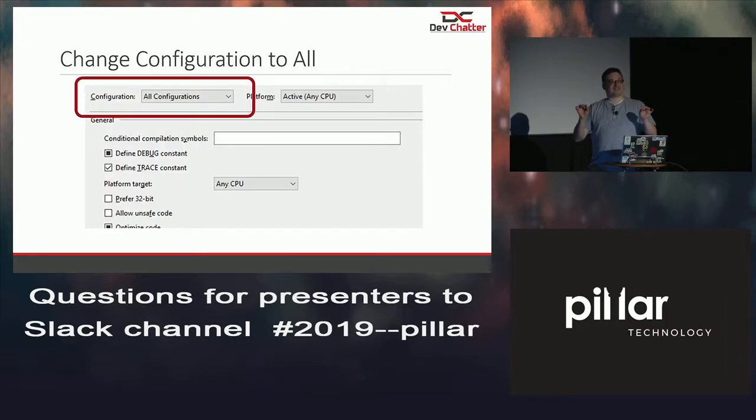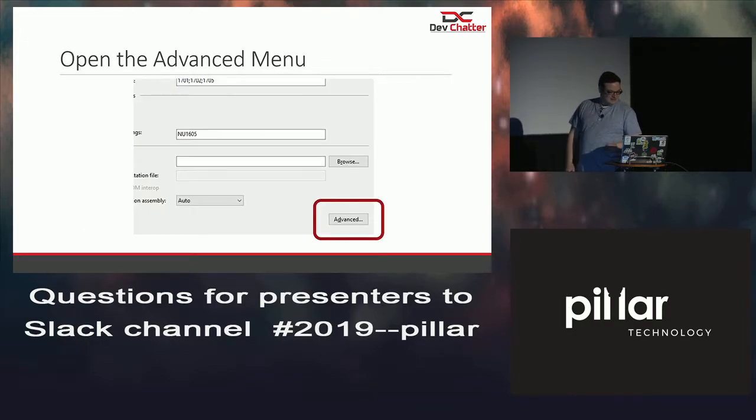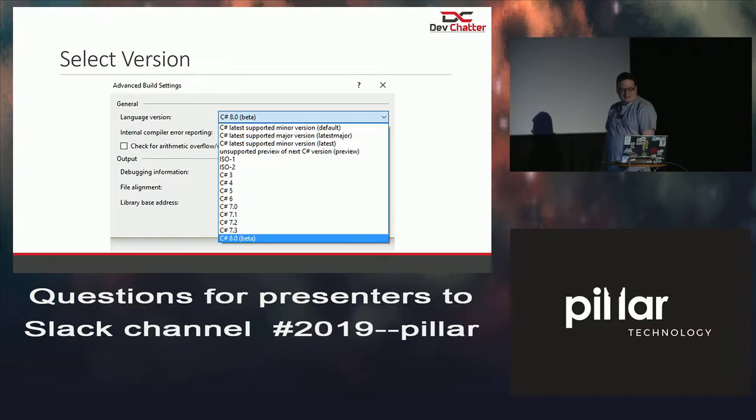If you don't switch that to all configurations, you're going to build your project, you're going to deploy it, and hey, for some reason, when my build server runs this for the production environment, every new C# feature I use breaks because it's not actually turned on. So flip that and then go down to the Advanced button, which you'll find at the bottom, and you're going to get this nice little window that pops up.